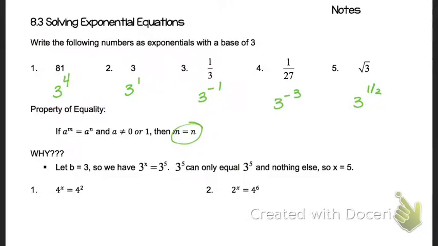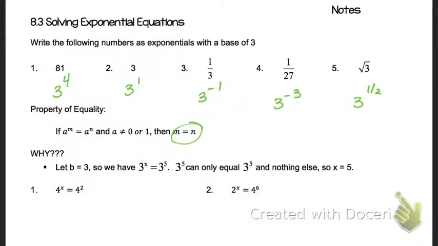So, numbers 1 through 5, rewriting 1 through 5 with a base of 3. So, 81 is 3 to the 4th. 3 is just 3 to the first power. 1/3 is 3 to the negative 1. 1 over 27 is 3 to the negative 3. And then the square root of 3 is 3 to the 1/2.